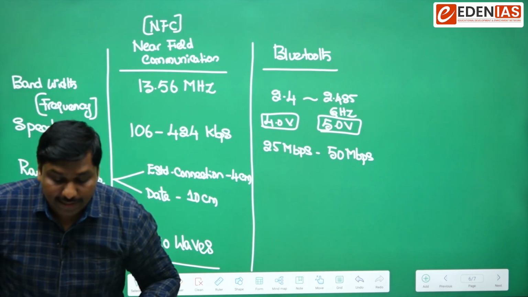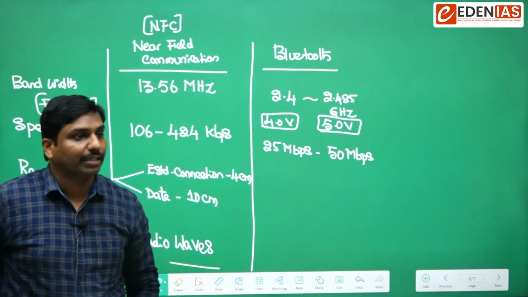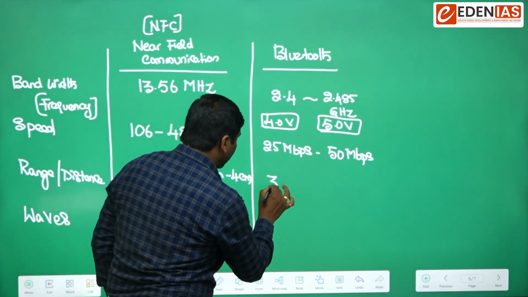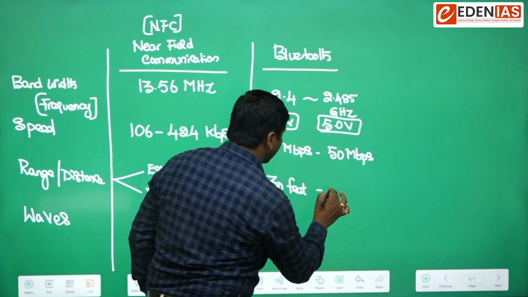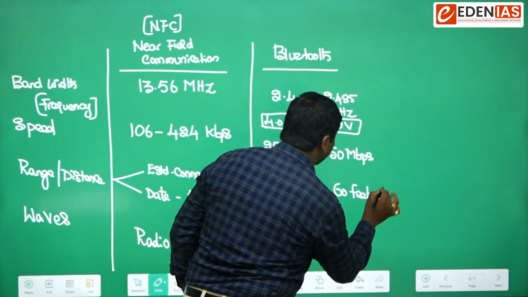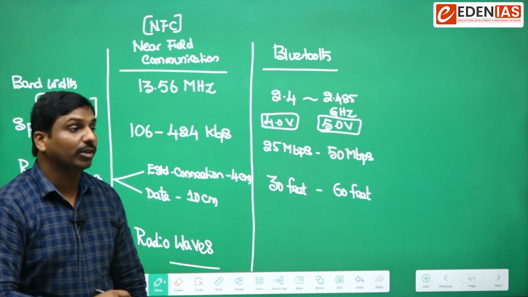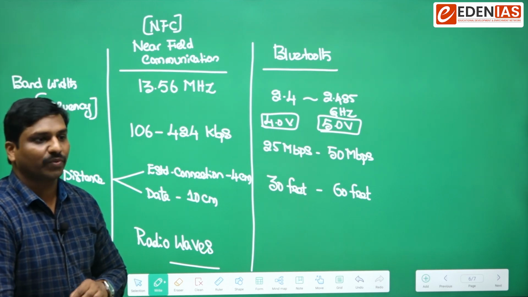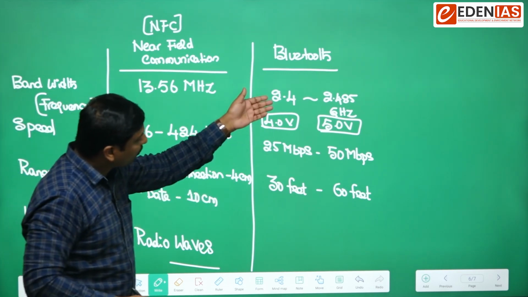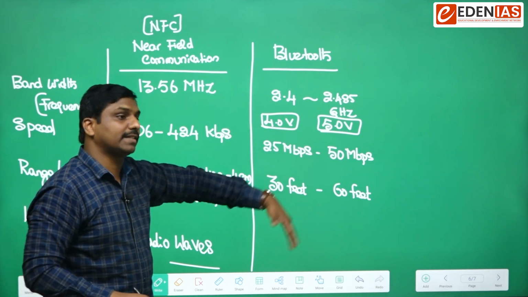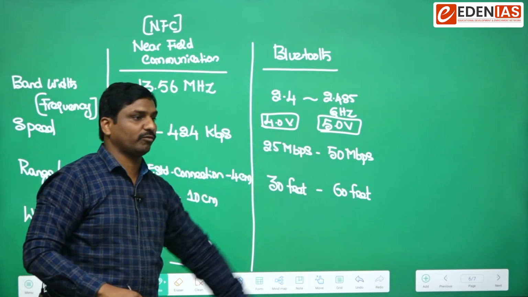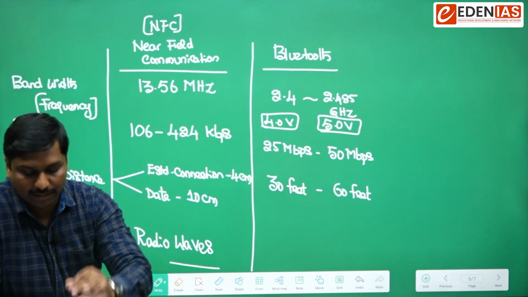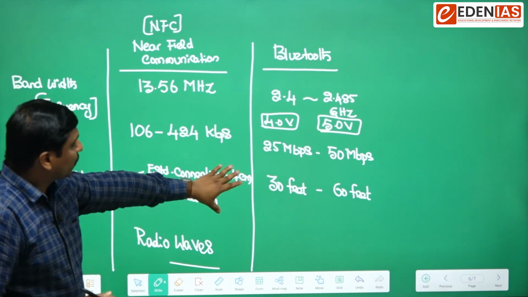Then what is the range, or the distance over which it can transmit? In feet, it ranges from 30 feet to 60 feet. You can convert it to meters, which roughly comes to around 10 meters on average. If it is the 4.0 version, 30 feet would be the distance, and for the 5.0 version, 60 feet would be the maximum distance. So the range would be likewise.